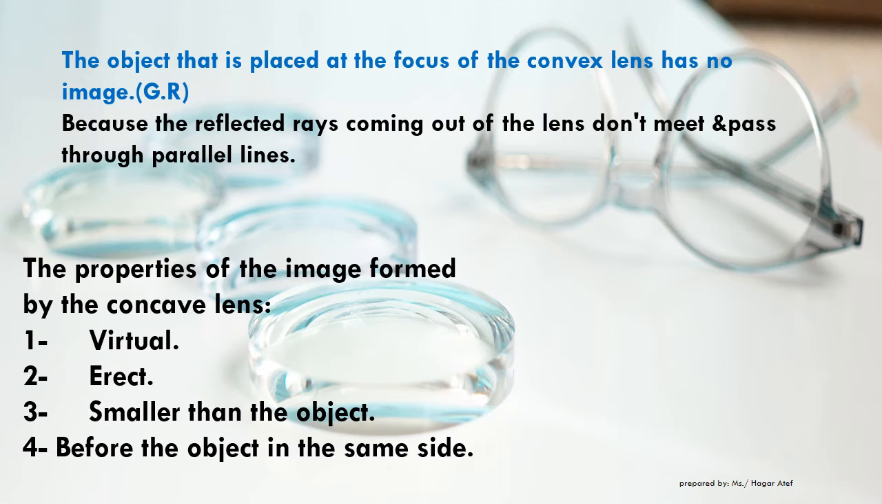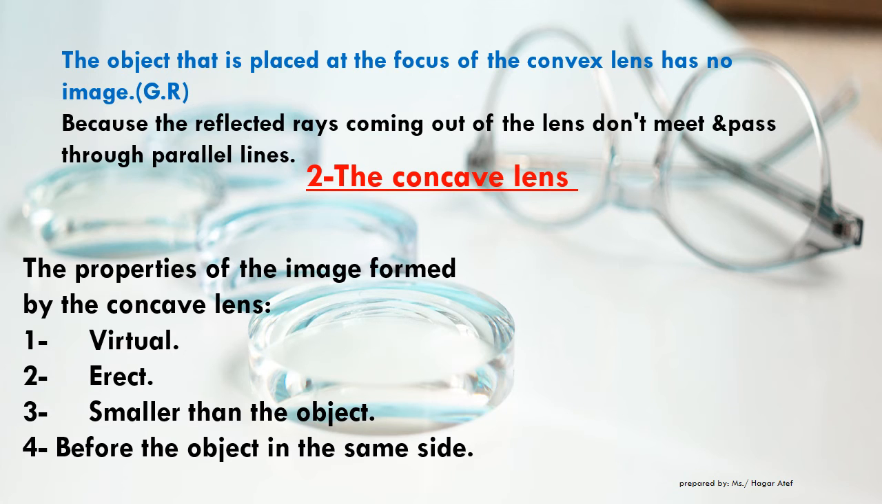Give reason. The object that is placed at the focus of the convex lens has no image. Why? Because the refracted rays coming out of the lens don't meet and pass through parallel lines.